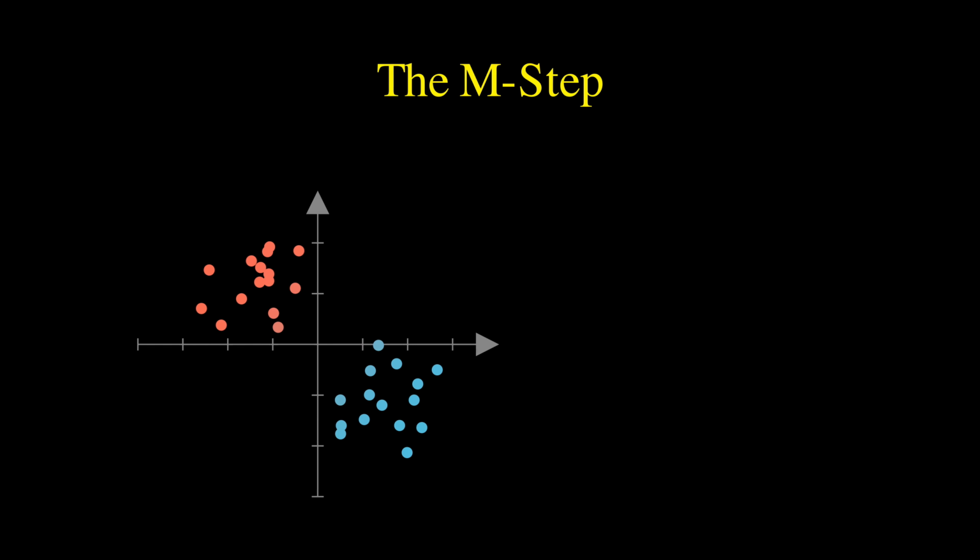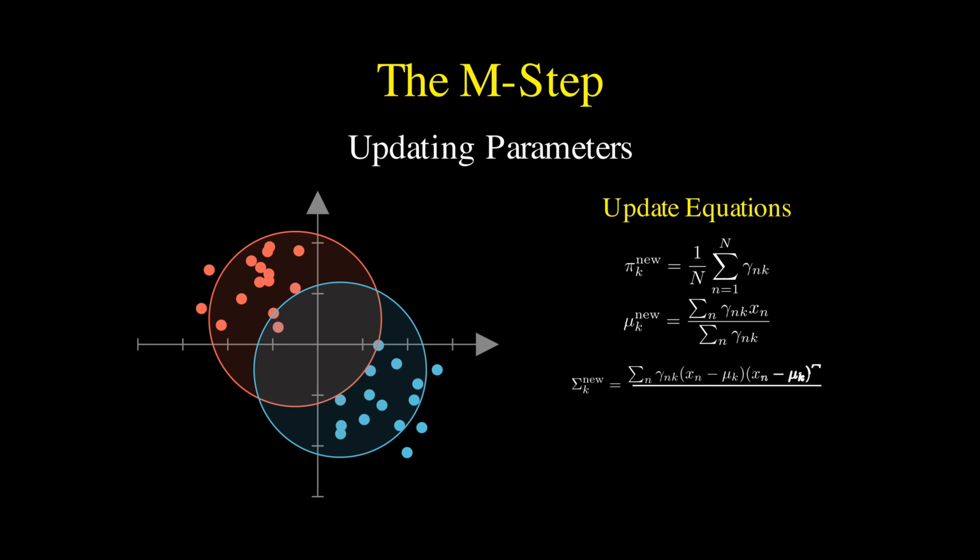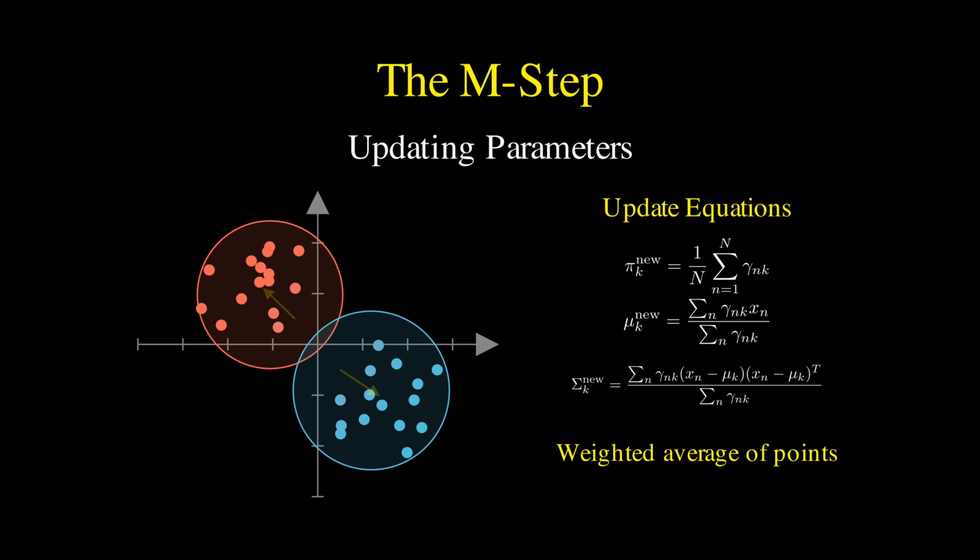Next comes the M step, or maximization. Given these soft assignments, we update our parameters. The new mixing weights are simply the average responsibilities. The new means are weighted averages of the data points, where the weights are the responsibilities. Similarly, we update the covariances. Watch as our Gaussians shift toward better positions.